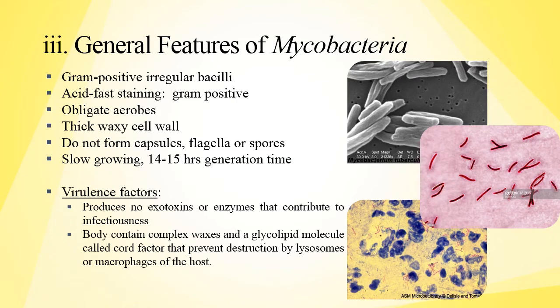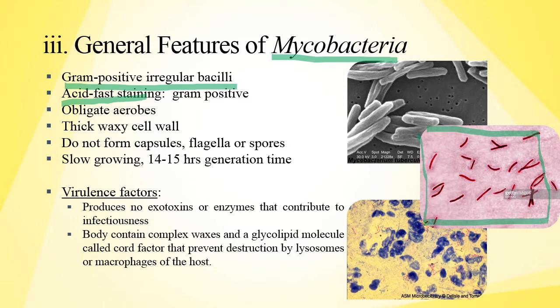The following genus is Mycobacteria. Mycobacteria consist of gram-positive irregular bacilli. Usually you need to do acid-fast staining to see them under the microscope. This is the image when you see it under the microscope. Usually they stain red. Even though they stain red, we still cluster them as gram-positive. They are obligate aerobes with a thick waxy cell wall, and they do not form capsules, flagella, or spores. They have a very slow growth rate, with a generation time of about 14 to 15 hours.